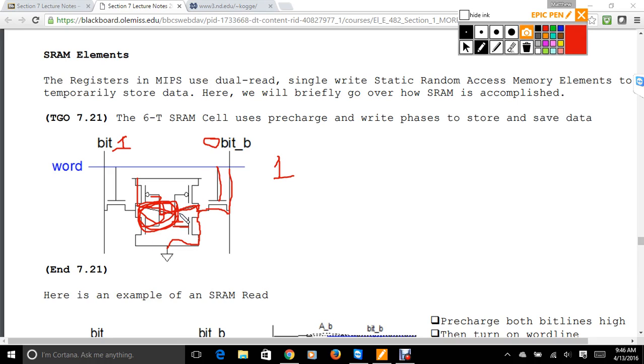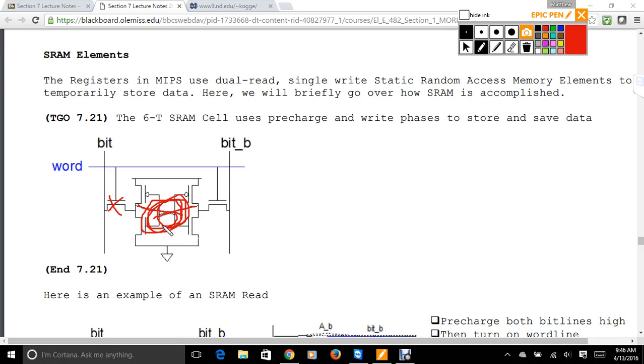So that's how we actually use those to do memory. By flipping between bit and bit bar, we're able to generate either a 1 or a 0 on the memory. So if we want to change it, that's how we get our bit and bit bar flipped. What's going to happen is it continues to hold the value. So we put word line at 0. Then both of these are off, and it's just going to be based on this output and this output flipping back and forth.